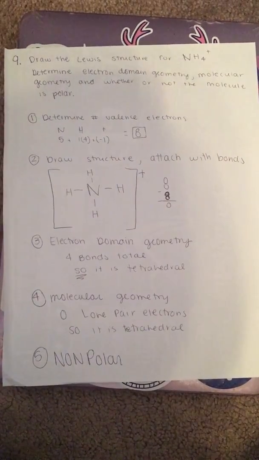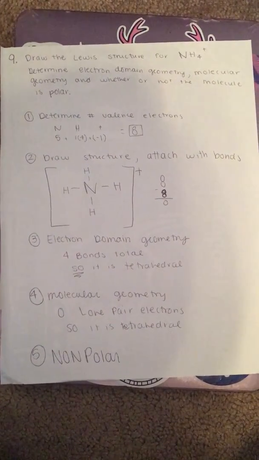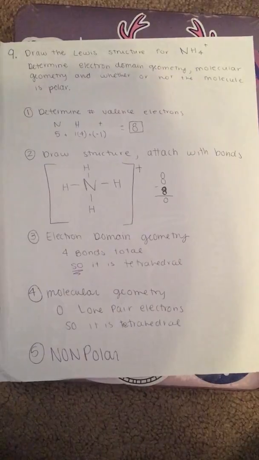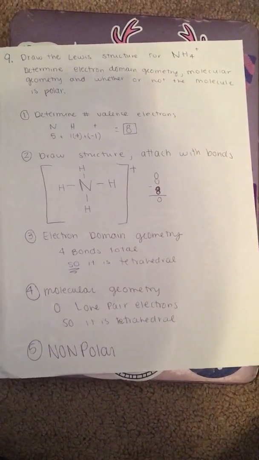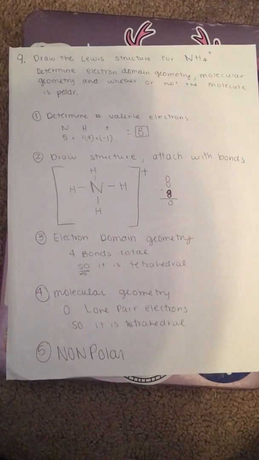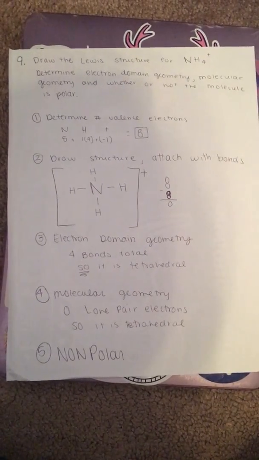In this video, we are going to draw the Lewis structure for NH4+, determine the electron domain geometry, molecular geometry, and whether or not the molecule is polar. So first, what we have to do is determine the amount of valence electrons there are in this molecule.